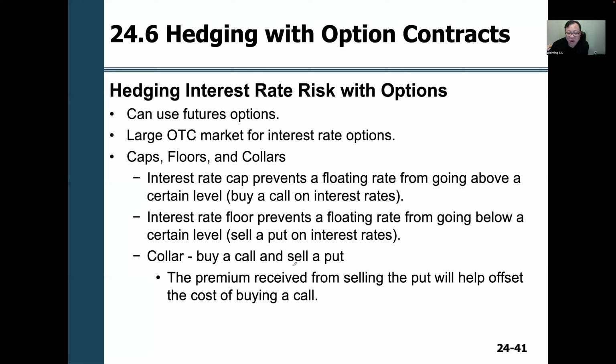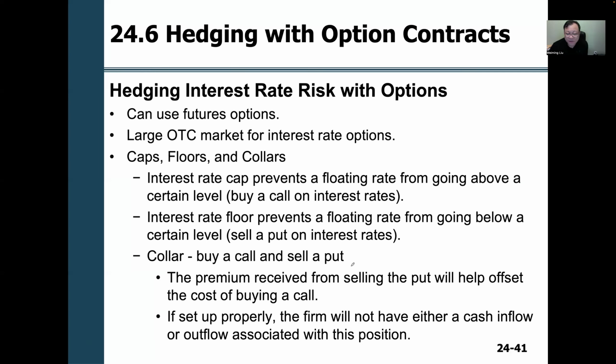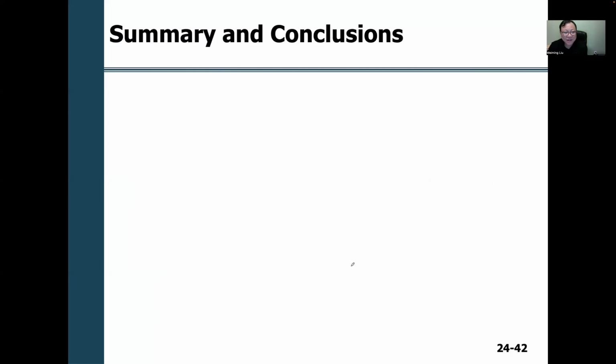A collar is buying a call and selling a put. You can use the premium received from selling the put to help offset the cost of buying the call. So it's a collar, you work on both sides. If set up properly, the firm will not have either a cash inflow or outflow associated with this position. So that's good, you are able to manage that risk.